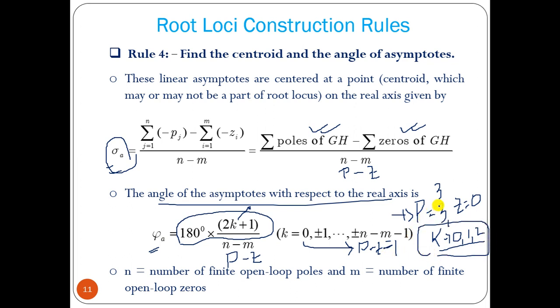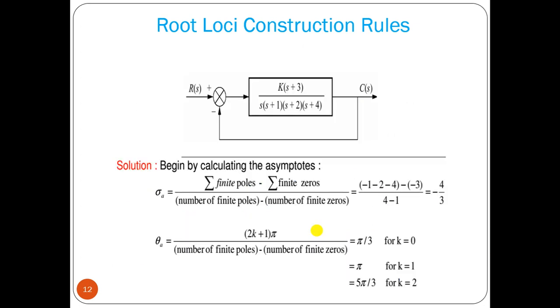If p equal to 2 and z equal to 0, then we will have 0 and 1, so 2 asymptotes and 2 angles. So this is how we have to find it out. Okay, now let us take one example of that. So this is the transfer function, and from that we have to find out the centroid.